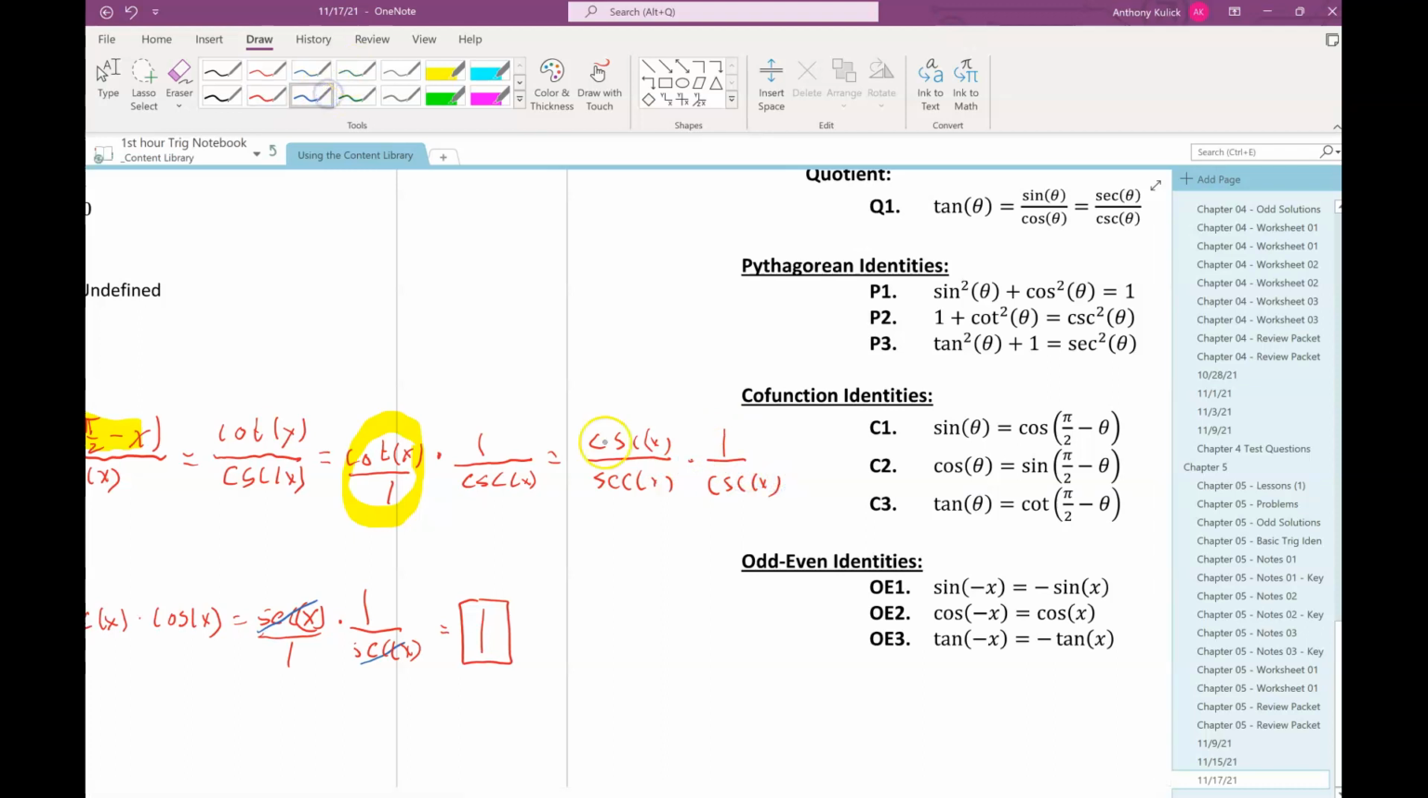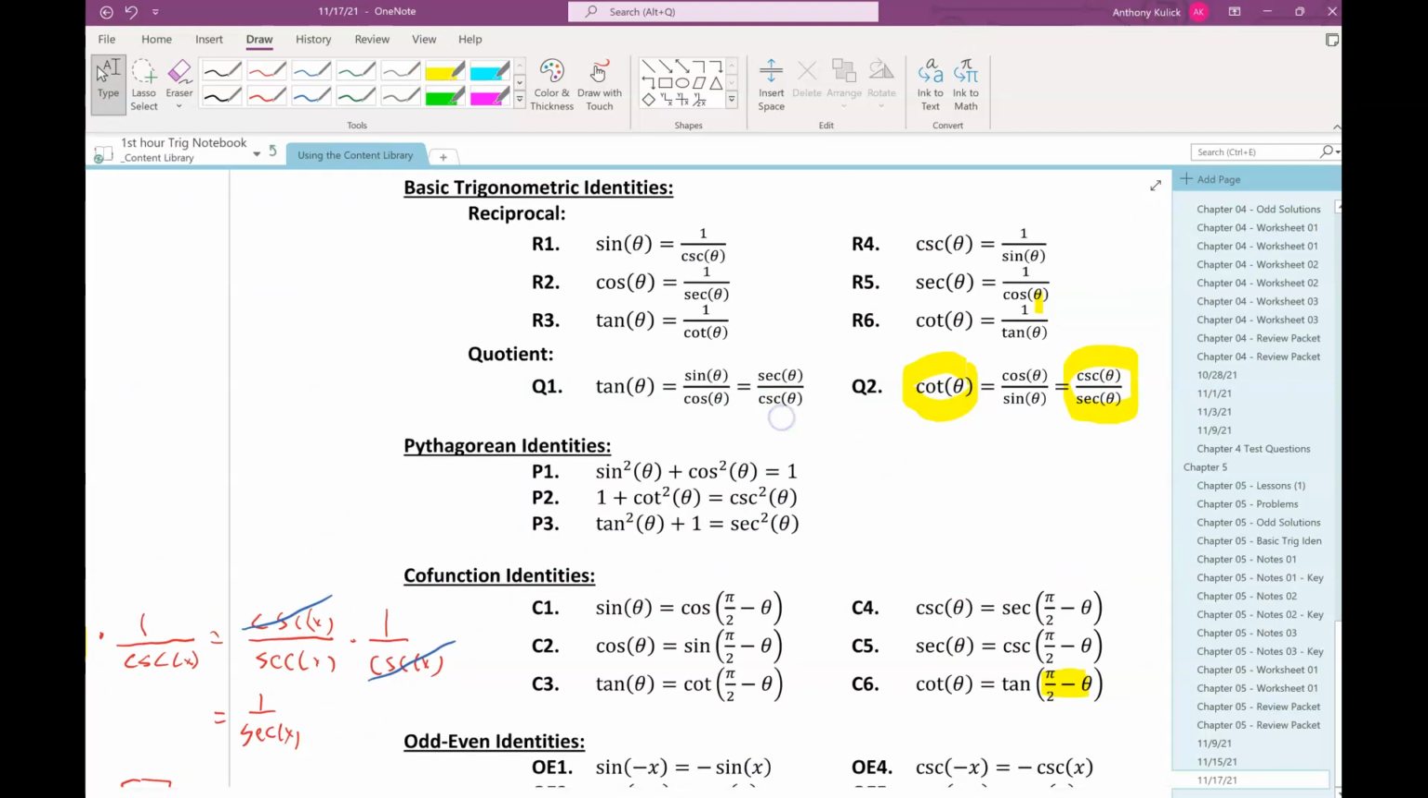And then I can reduce across my multiplication symbol. That leaves me with 1 over secant. And if I go and look at my identities again, 1 over secant is equal to cosine. And that's as good as we can do. Is that okay? Yeah.